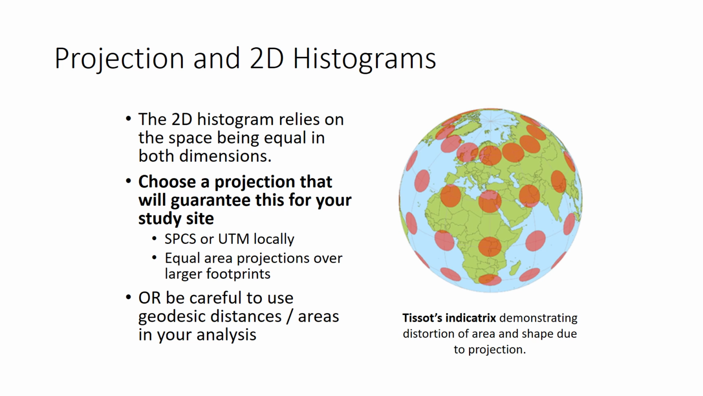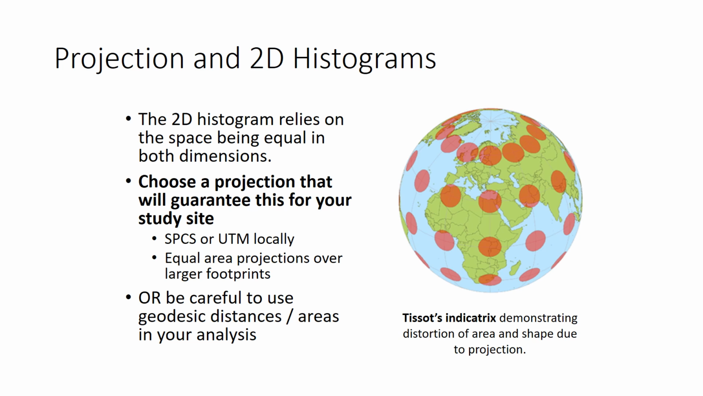And one final piece here, I wanted to talk about projections and 2D histograms. When you're making these counts, one of the things that you want to be aware of is that your grid cells are all of equal size. So the easiest way to do that is to project your data into something local, so state plane coordinate system or UTM, something like that.